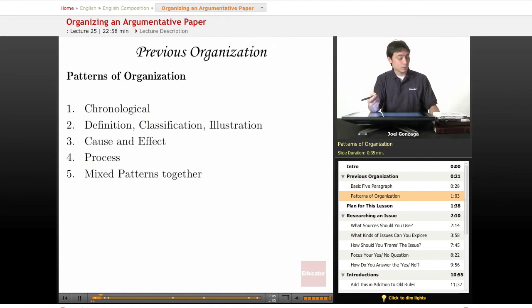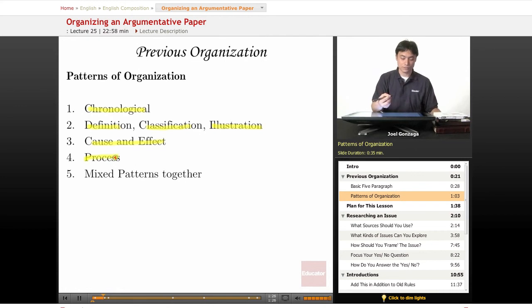Remember these patterns of organization. You had chronological. What were the keywords that you're going to be using when you put a chronological paper together? How about definition, classification, and illustration? How are you going to organize those kinds of things? Cause and effect. That's very important for reasoning, isn't it? What were those keywords? How do you organize it?